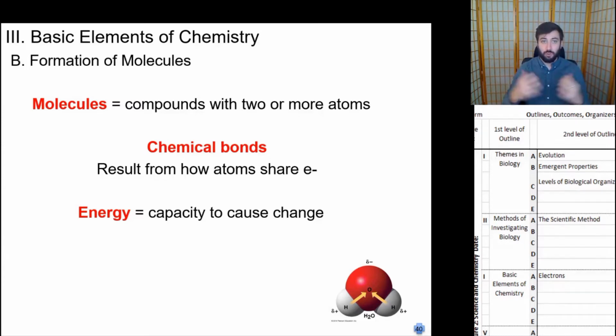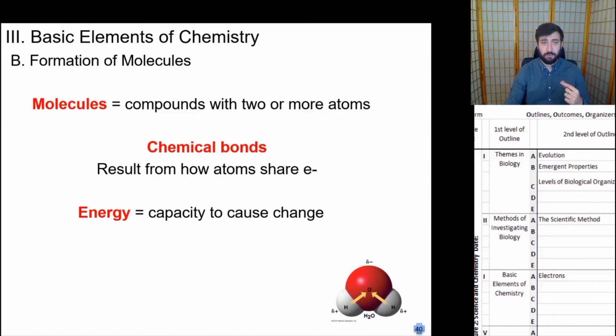Now, when you join two atoms together, they're joined by chemical bonds. And these are the product of how atoms share those valence electrons. In these bonds that occur, you end up storing energy. Okay? And in this case, energy is the capacity to cause change. We'll talk more about this in a bit.